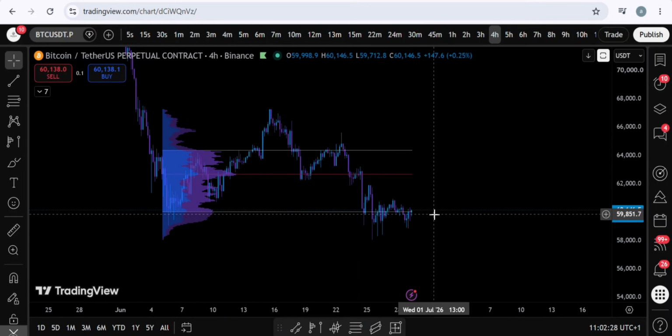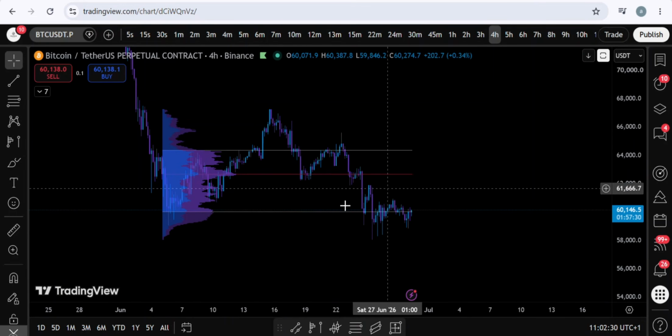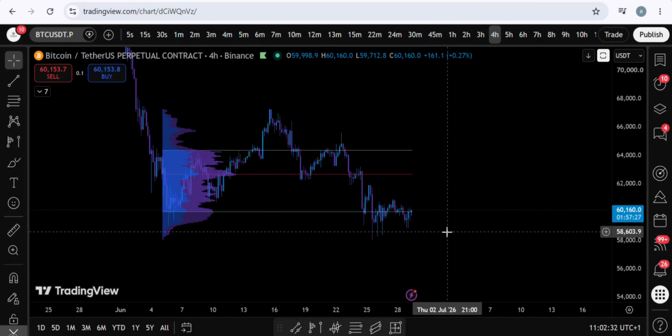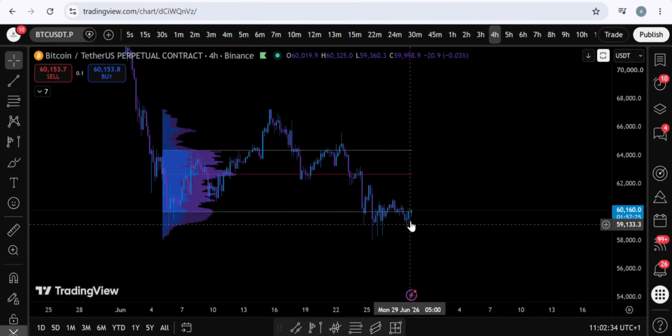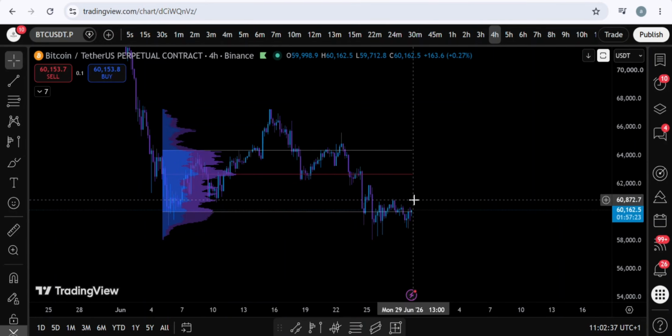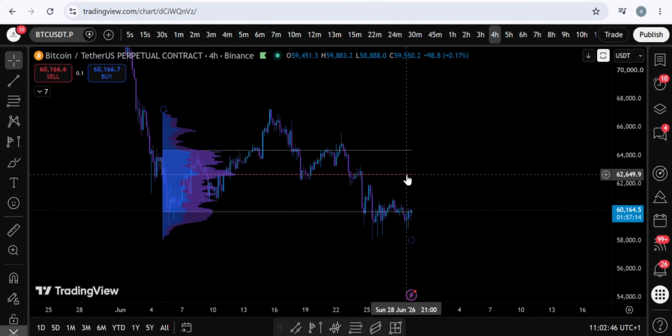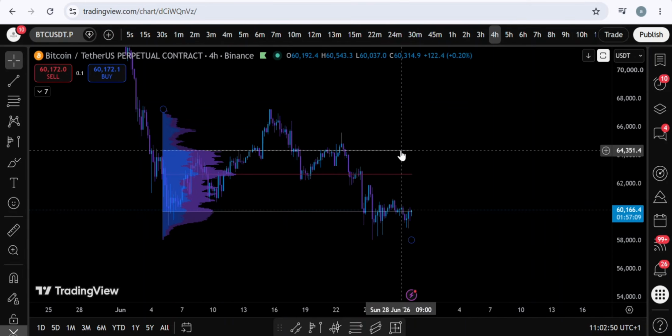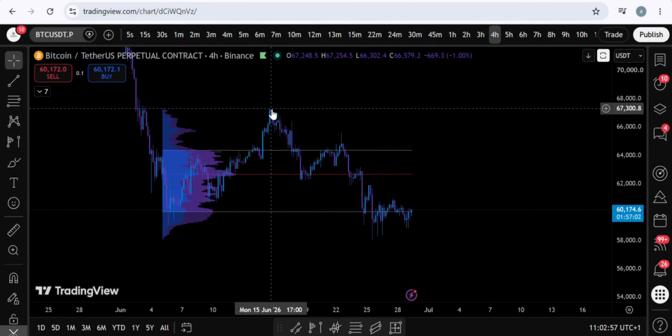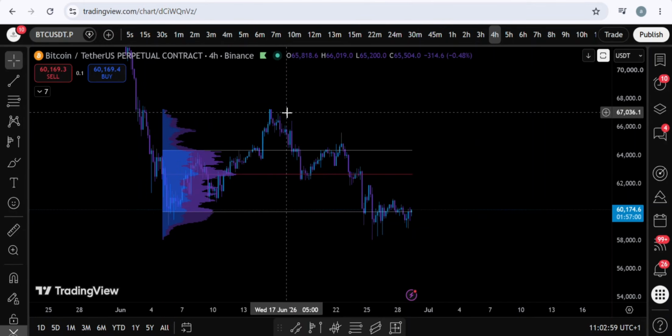Now, one thing I do want to point out, I do think there is a possibility we can come and test 61,500. If we do get above this small order block here, we can retest the point of control, get above there, and 64,351. If we do manage to break above here, I will be targeting this high here, which is a very bad, poor high from a few weeks back. So that's what my trading plan is.